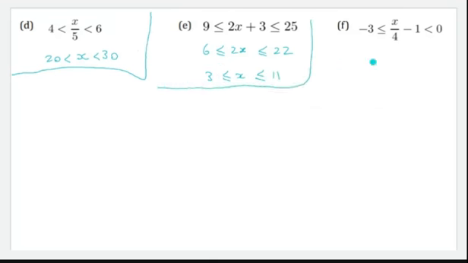Okay. Then next, I'm going to add 1 to everything. So this is minus 2, because minus 3 plus 1 is minus 2. Watch out for those negatives. Is less than or equal to x over 4, which is less than 1. Adding 1 to 0 is 1. And then timesing by 4, I get minus 8 is less than or equal to x, which is less than 4. And that's it for that one.